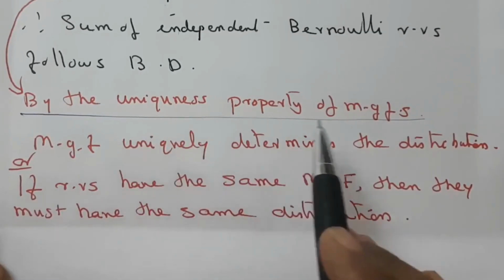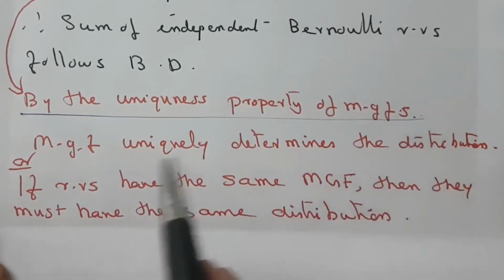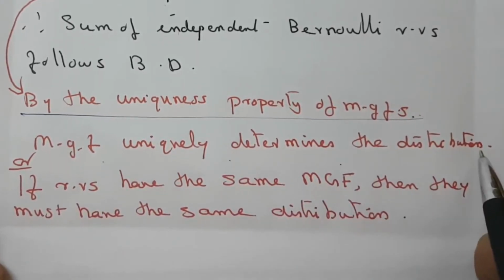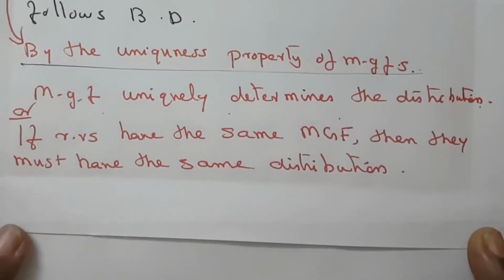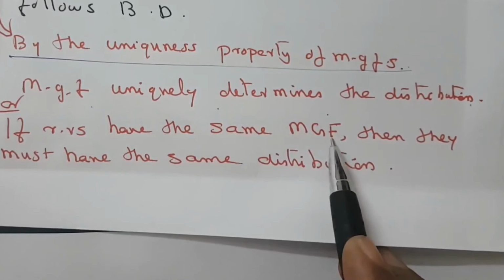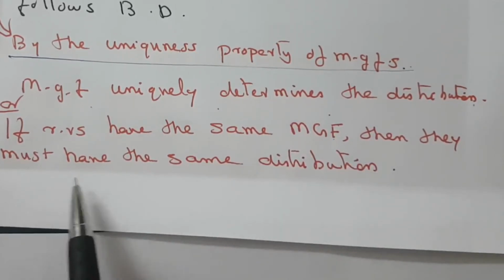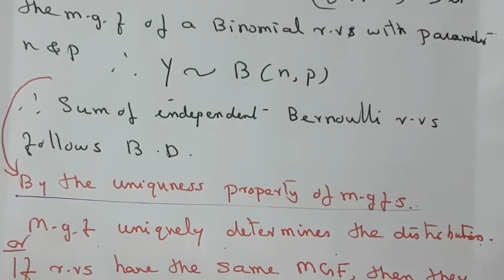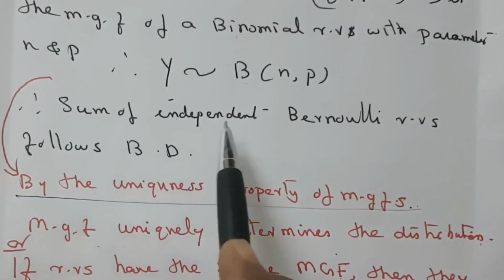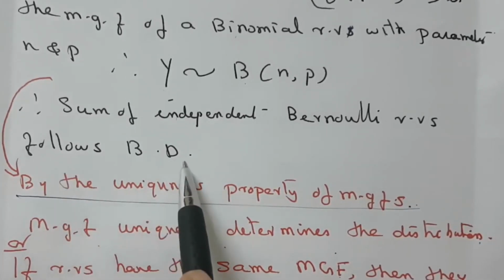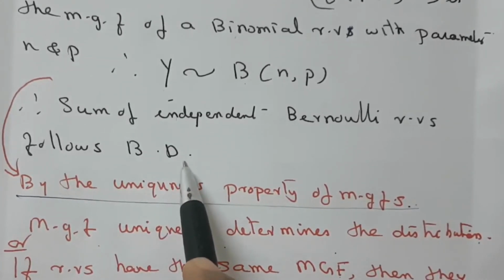What is that uniqueness property of moment generating function? Moment generating function uniquely determines the distribution. Or more clearly, if random variables have the same moment generating function, then they must have the same distribution. Therefore, we can say that sum of independent Bernoulli random variables follows a binomial distribution.